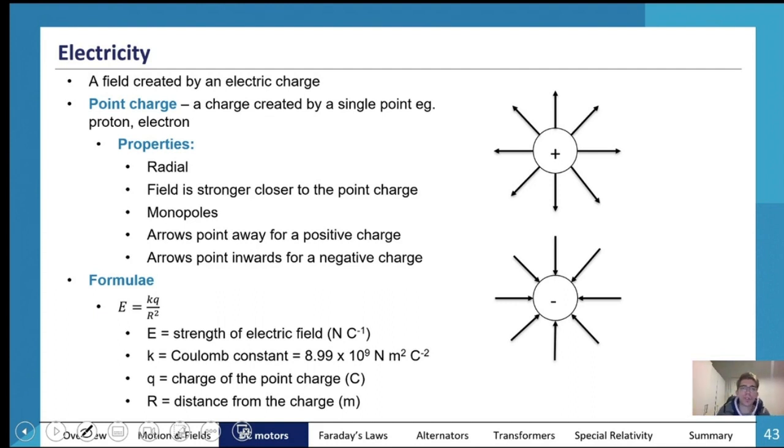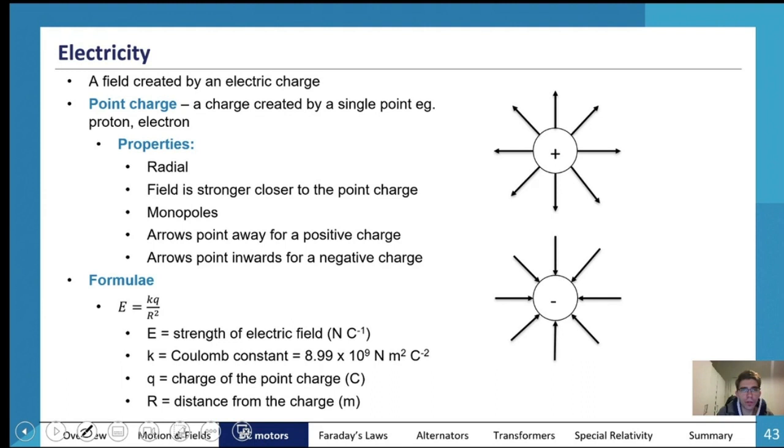But now let's talk about electric fields. Electric fields are fields which are created by an electric charge. A point charge is a charge created by a single point, for example a proton or an electron.